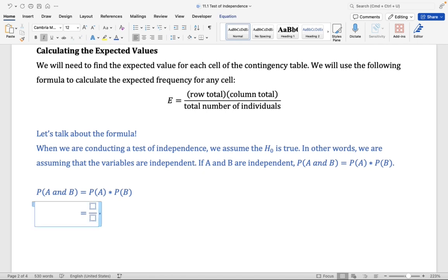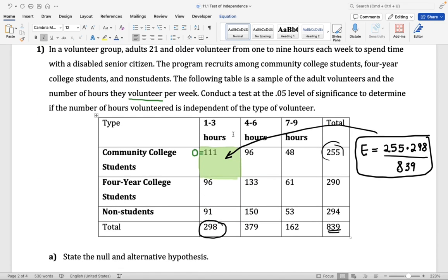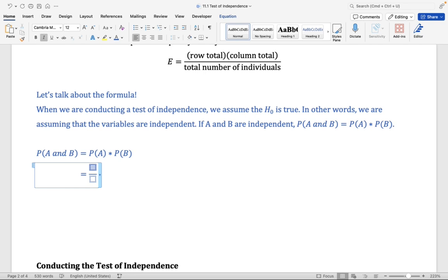Because think about it. If we're looking at a contingency table and we want to know the probability of A, so for example, the probability of someone in our sample volunteering 1 to 3 hours, we're going to take the number of people who volunteer for 1 to 3 hours, a total of 298, and divide by the total number of people in your sample. Here we're looking at the column total and the total number of individuals. So the probability of event A would be the column total divided by the total number of individuals.